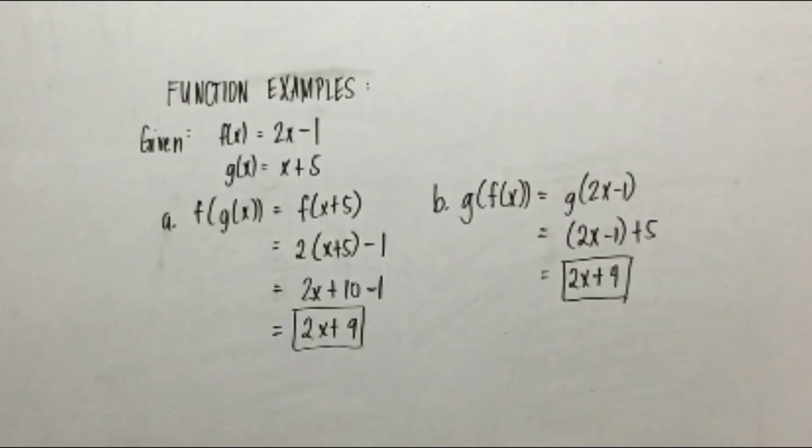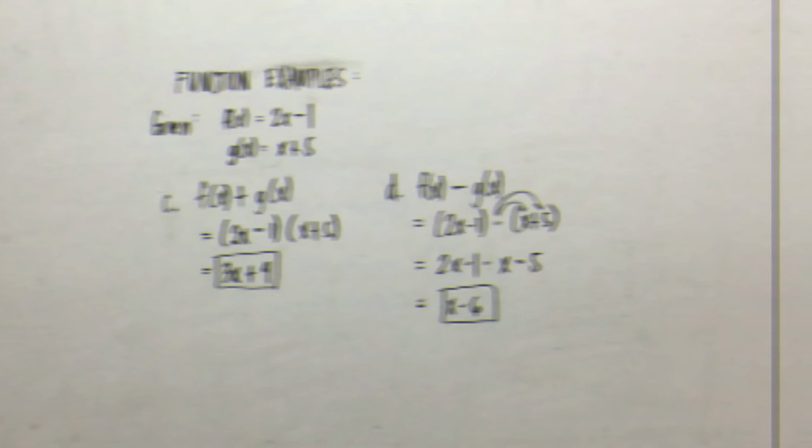Same process is applied for letter B. We substitute the value of function f, 2x minus 1, in our function g. Continue with the operation we did for letter A, and we have 2x plus 4 as our final answer.